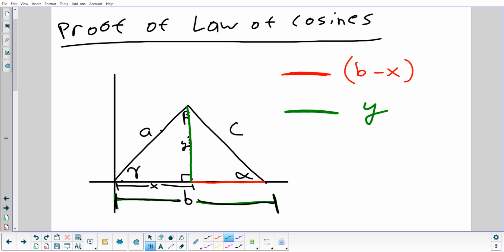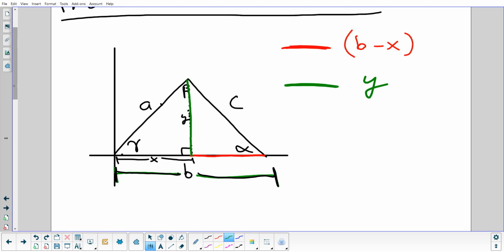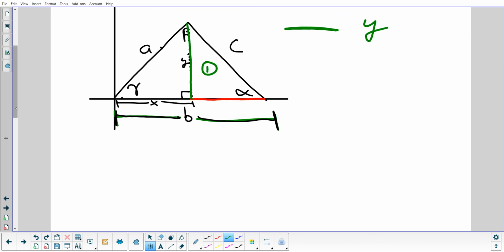So now, can somebody set up Pythagorean theorem for me using, we'll call this triangle 1? How would you set up Pythagorean theorem using the sides from triangle 1? Yep. Y squared plus (B minus X) squared equals C squared.